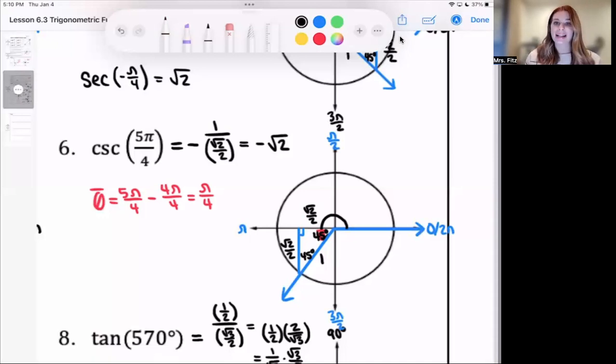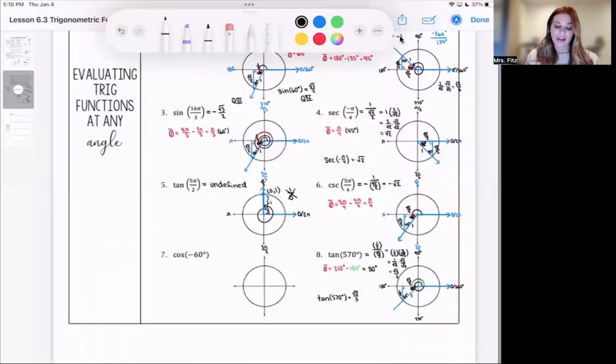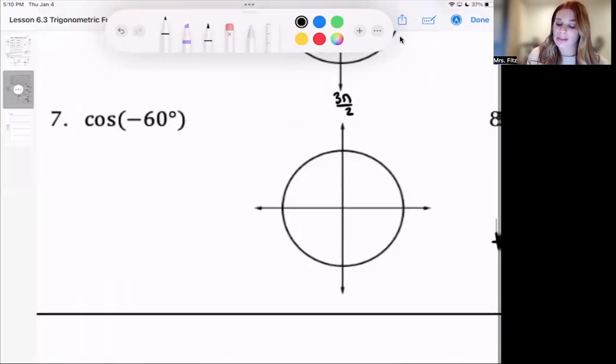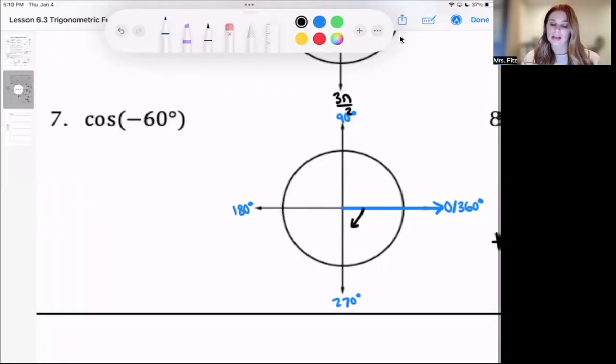Okay, last one on this page. We have cosine of negative 60 degrees. So remember, we start on our initial side. We have 0, 360, 90 up at the top, 180, and 270. We're going clockwise this time, but only 60 degrees. So we land right about here.